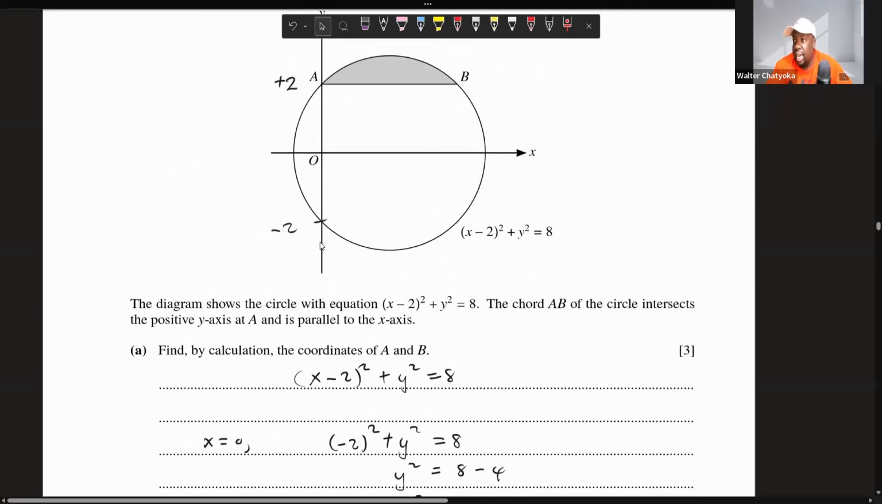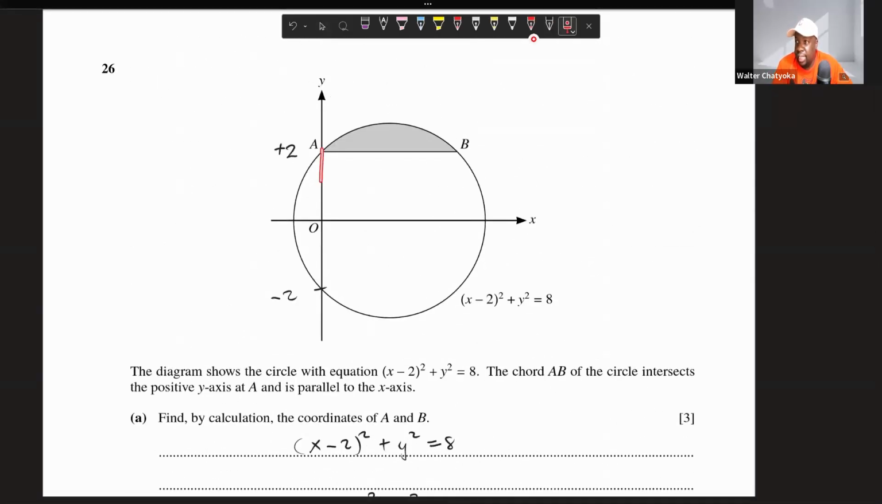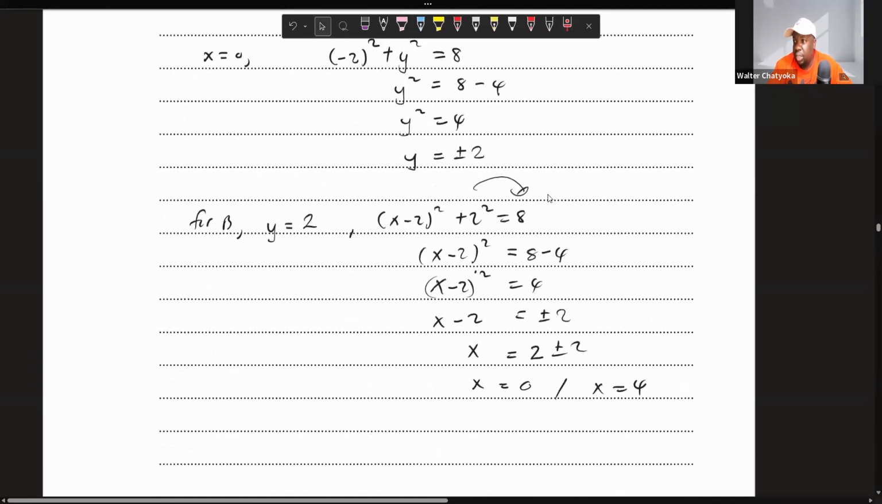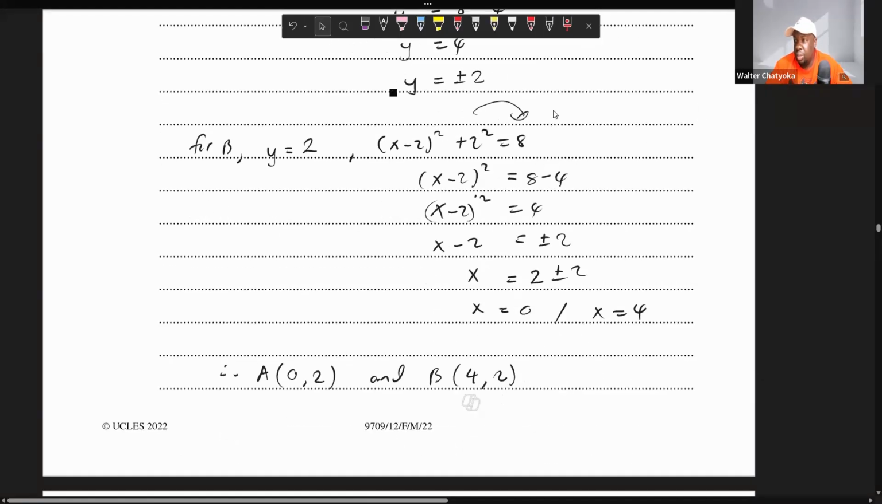So we know that x being 0 defines this point, because x is 0 here, but x is equal to the other value, which we got to be 4 here. So this value is 4. That means the coordinates of B are (4, 2), and those of A are (0, 2). So that's how we do it. Therefore, the point A is (0, 2), and the point B is (4, 2). That's how we do it for this particular question.